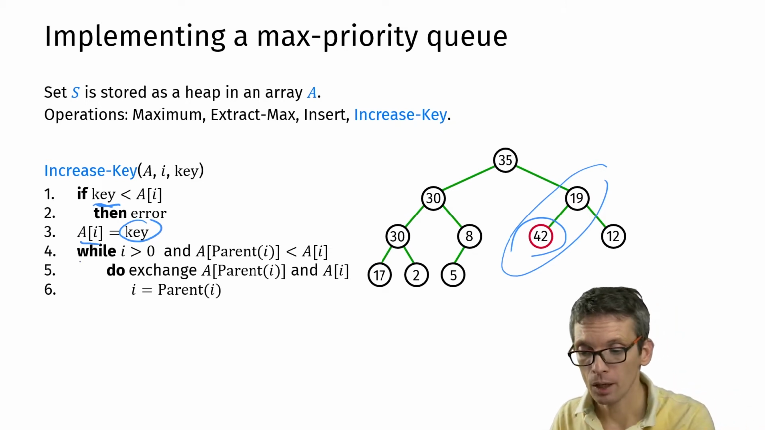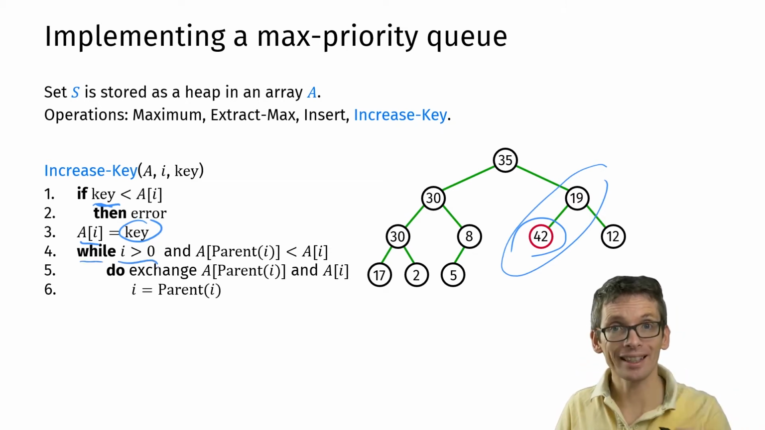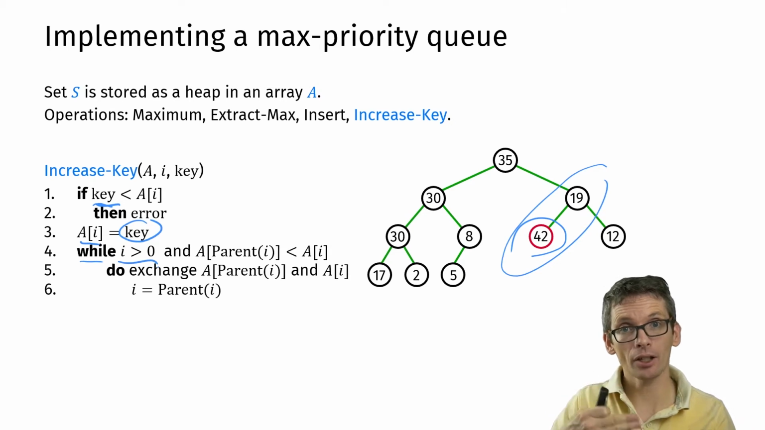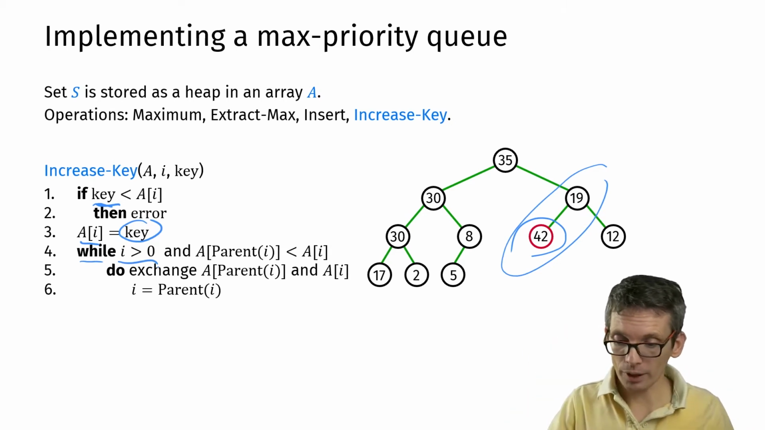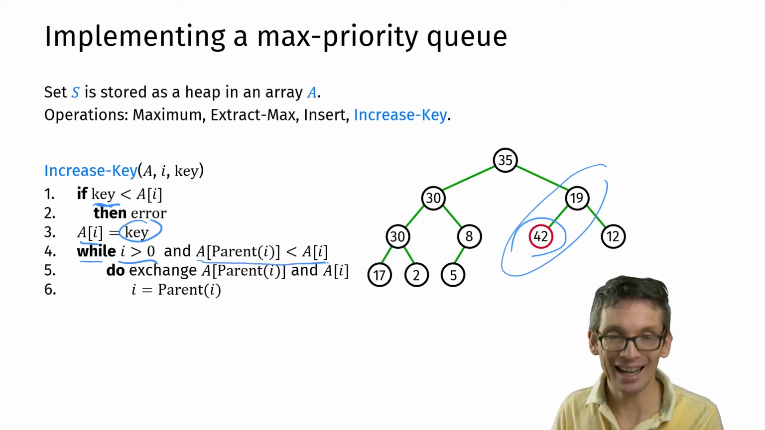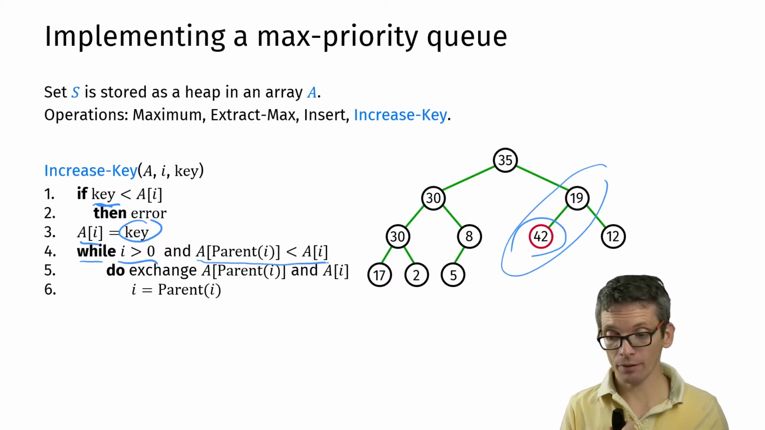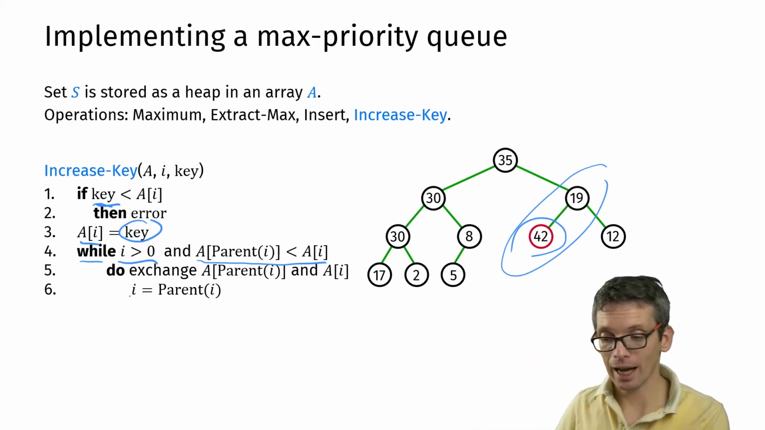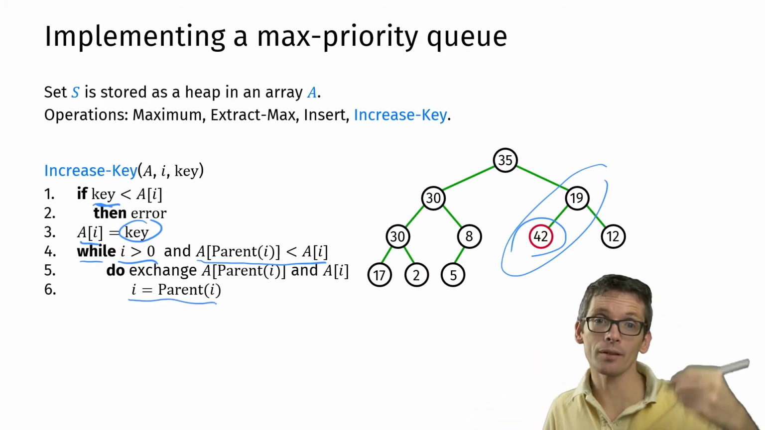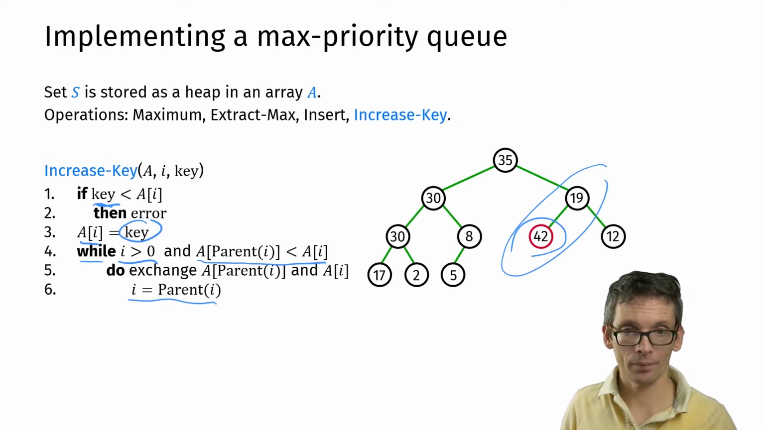What does that mean? While I'm not yet at the root, and that is, I larger than 0, because I equals 0 means I'm at the root, and my parent has a smaller key than I have, I'm exchanging myself with my parent, and I'm going to set I to the parent of I. So I'm continuing this at the parent.